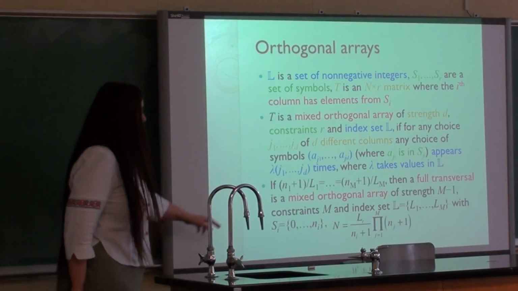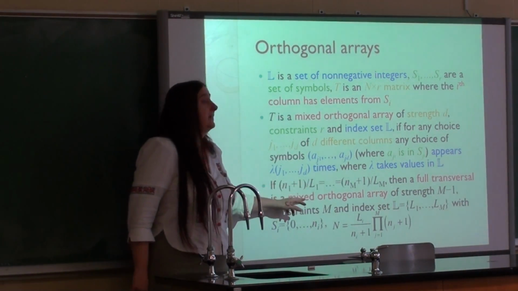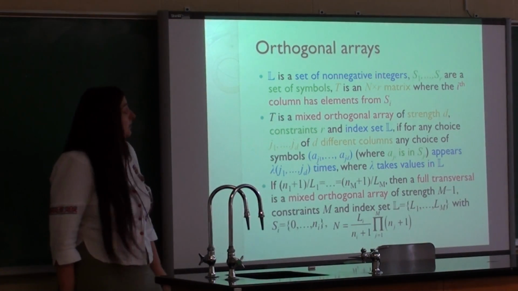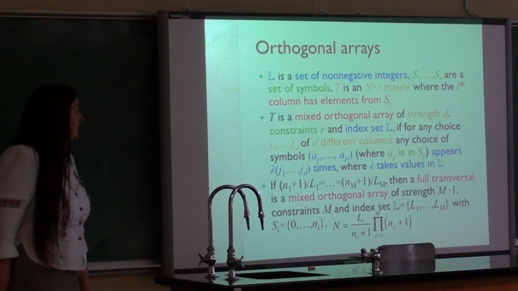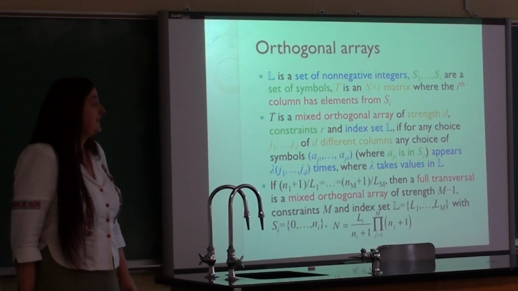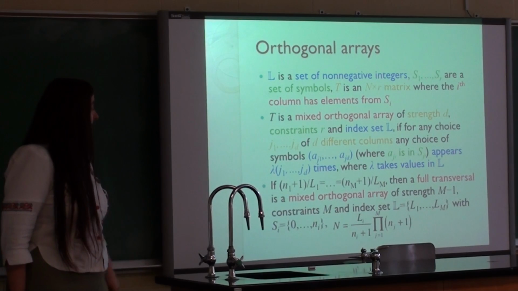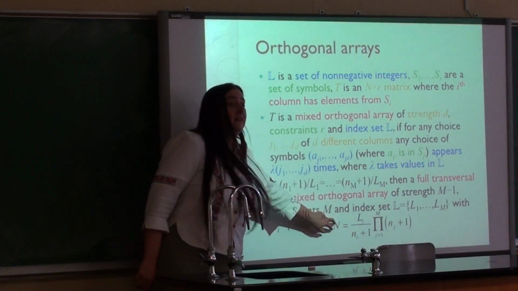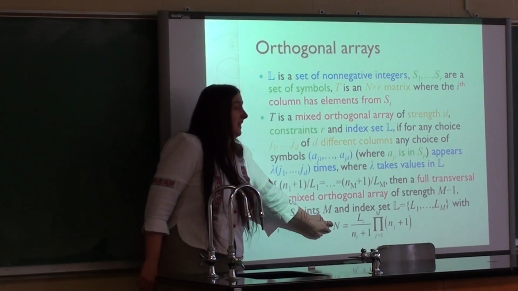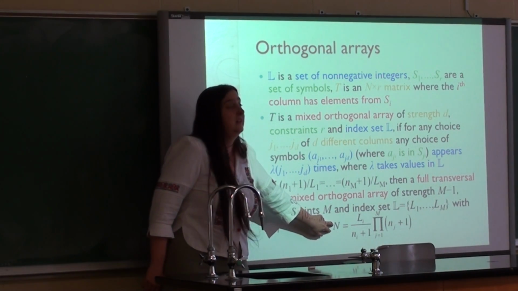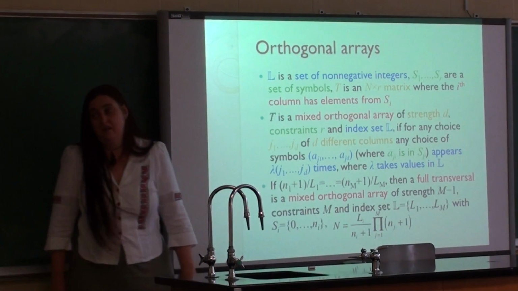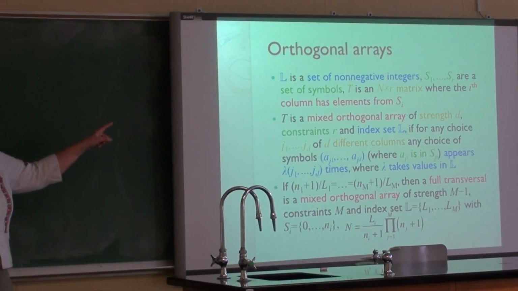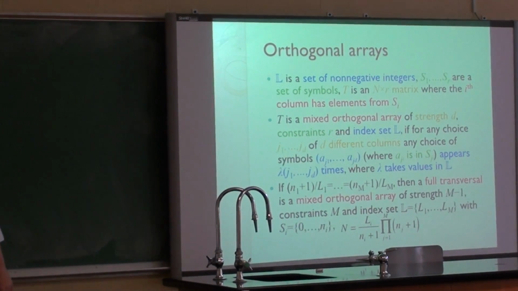If the ratio of the N plus 1 over L numbers are the same, then the full transversal is precisely a mixed orthogonal array of strengths N minus 1 constraints M index set of the L numbers. Si is from 0 to N minus 1, and N is the number of rows in the matrix. This can be proved, but let me show you what an orthogonal array is, because I'm pretty sure you have no idea after I put all that up.